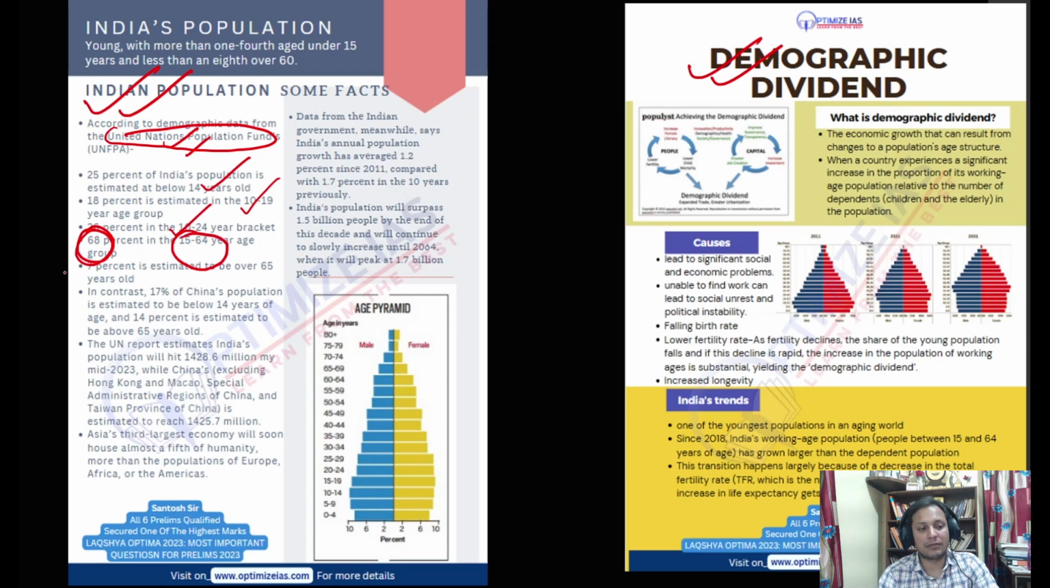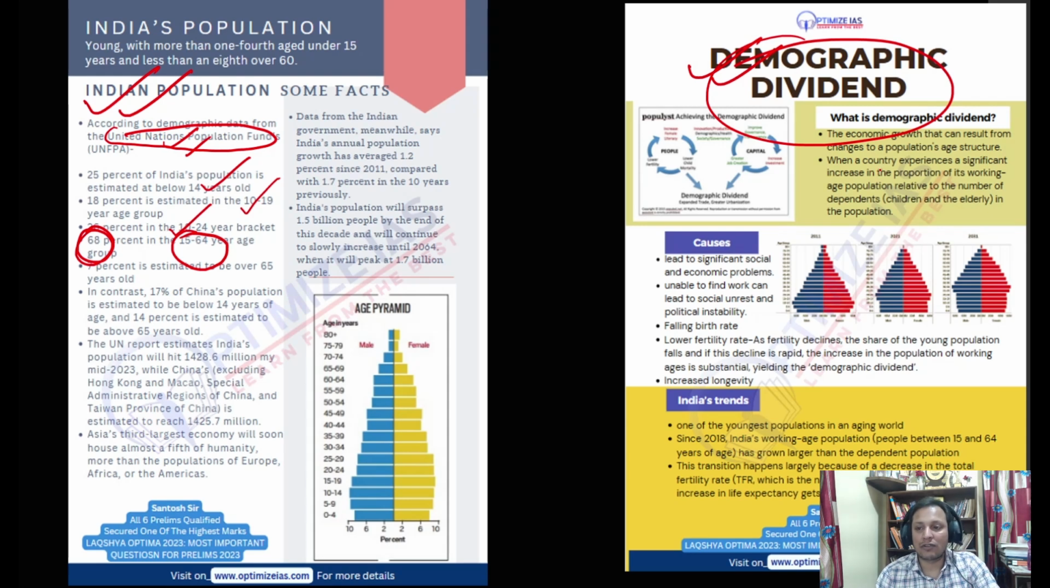Just imagine, 68% of the population is between the age 15 to 64, which is the working age. And that is why we say that India is going through a demographic transition which is favorable for India's economic growth, because if this young working age population is fruitfully employed, then we will get economic growth, and that economic growth, because of this favorable demographic transition, will be called demographic dividend.